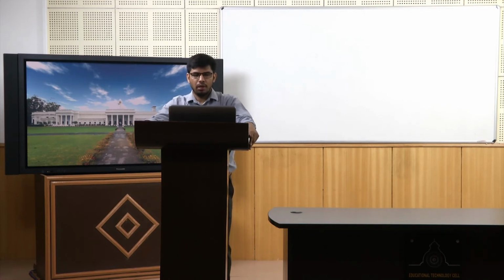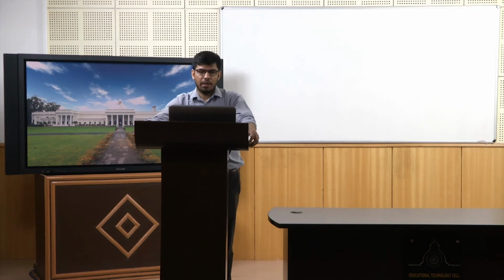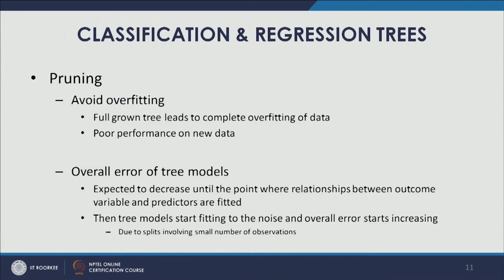Now, as we saw, once we develop the fully grown tree, it overfits the whole data. So how do we avoid this? Pruning is the next step that can help us in avoiding overfitting. The idea is to avoid overfitting. A fully grown tree leads to complete overfitting of data, as we have been saying, and poor performance on new data. Because of the overfitting, the performance on new observations will further decrease.